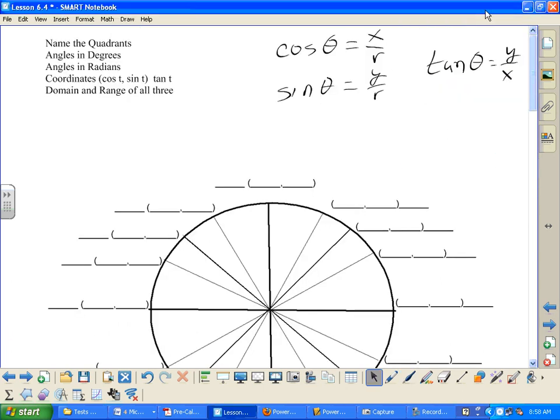Okay, so the unit circle. All right, so you might want to take this out. We're going to use the fact that cosine is x over r, sine is y over r, and tangent is y over x in some of our developing of the unit circle. Here's the things we're going to do. We're going to name the quadrants. We're going to put the angles in degrees, the angles in radians, the coordinates of sine, cosine, and tangent, and then we're going to talk about the domain and the range of all three of them too.